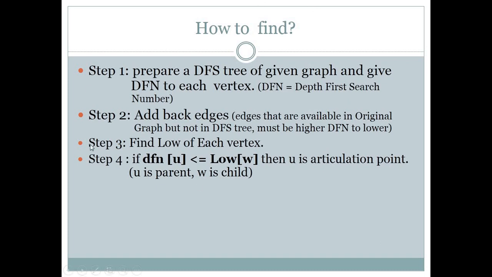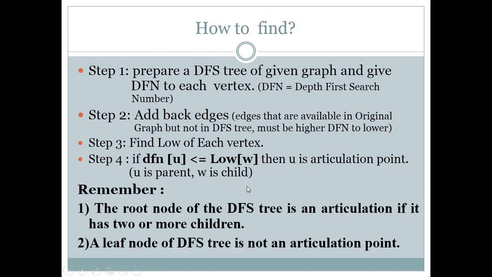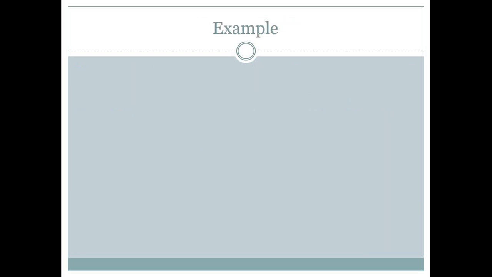After implementing all these steps, in step number 4 we can find the articulation point, and we have to remember two things. First, the root node of the DFS tree is an articulation point if it has 2 or more children. Second, a leaf node of the DFS tree is not an articulation point anywhere. Okay, so let's find the articulation point by an example.